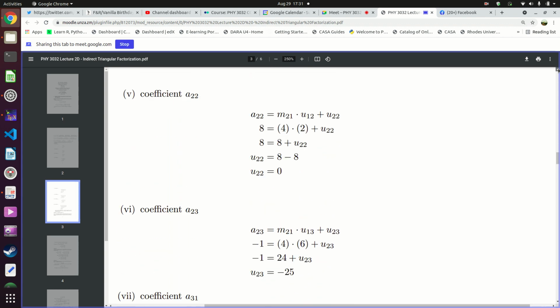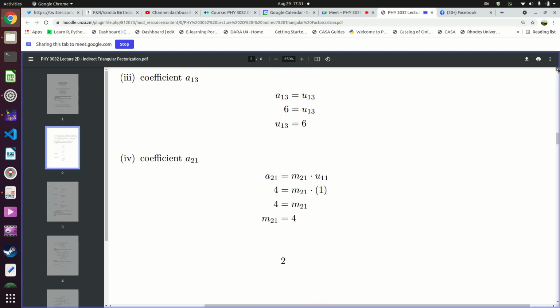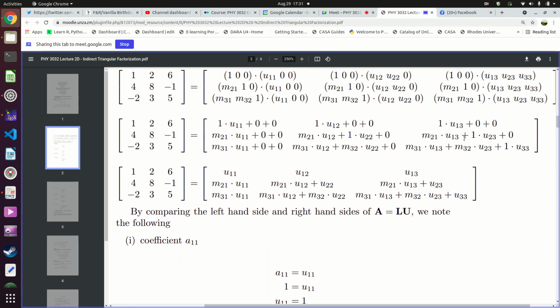Then we move on to this guy here, 3. So 3 is going to be equal to M31 multiplied by U12 plus M32 multiplied by U22. This U22 we have found is equal to 0. So when you do that, you end up with 3 equals to what we have here.